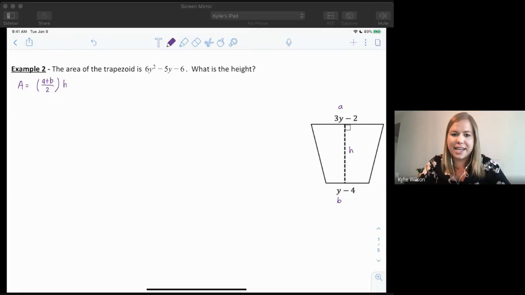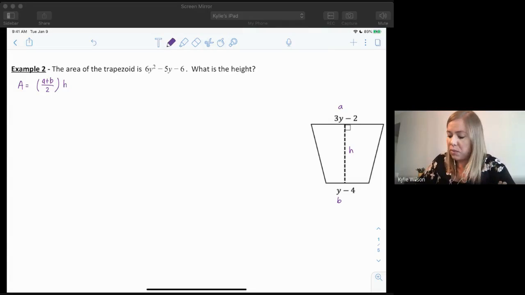And then the next thing we're going to do, because we're looking for H, it's in our best interest for us to rearrange the equation first. So what we're going to do is move things around to get H all by itself.